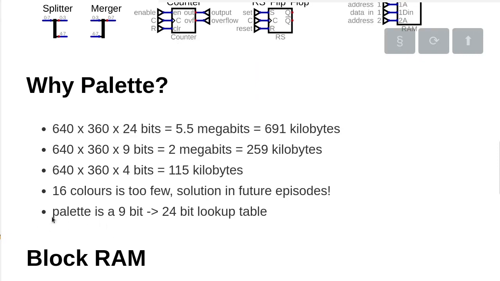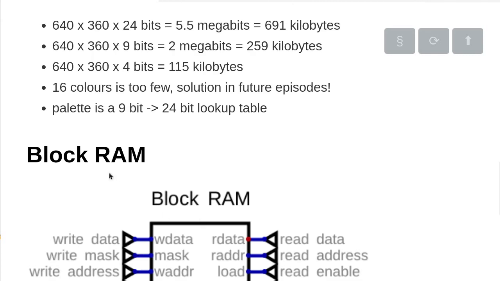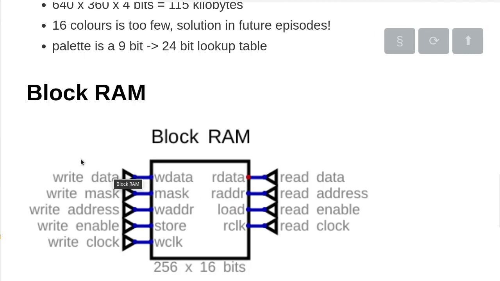So you can think of a palette as a 9-bit to 24-bit lookup table. It's just converting 9-bit pixel data into 24-bit color data. Now, block RAM. An FPGA has a bunch of block RAM devices on it.